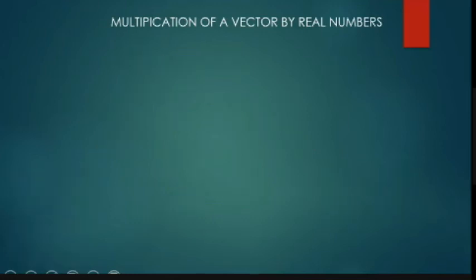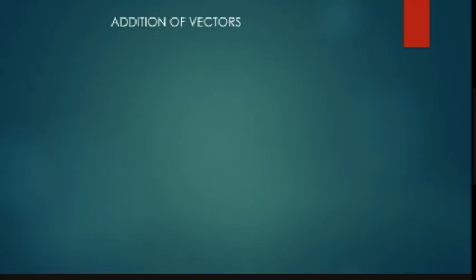What was the first operation? Vector multiplied by a real number. We are yet to discuss vector multiplied by vector. That's more complicated. We have two products. That we will discuss at a later stage. Now the easy operation, vector multiplied by a real number, we have taken. Next one is addition of vectors.